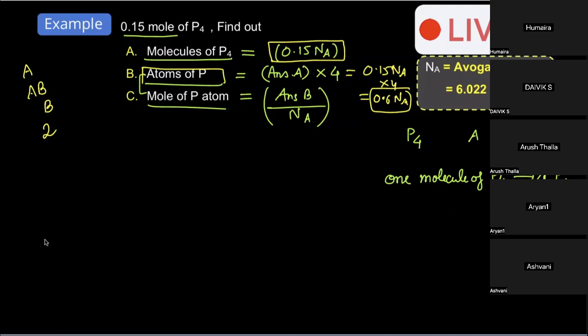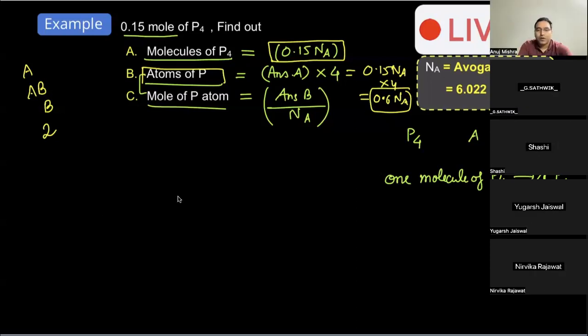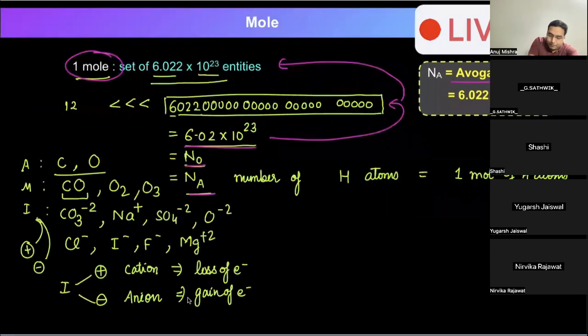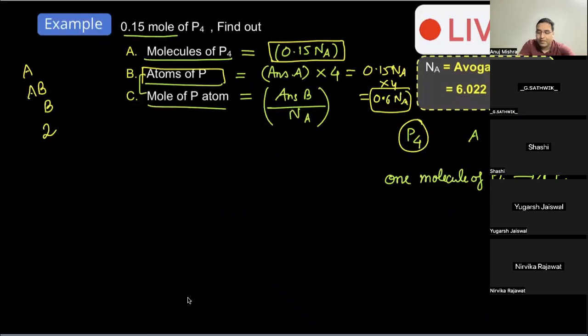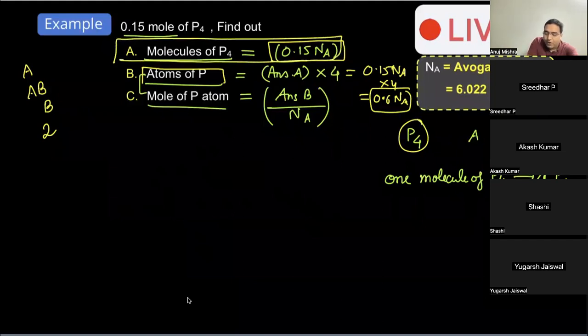Hello, sir. Yes, Sridhar. Sir, I didn't understand the last one. Okay, the last line basically, right? Yes, sir. So if I say you have one CO unit, how many atoms of C and O are there? One, correct? If P4 is given, how many P's are there in that? 4. So if you know A is the number of molecules of P4, how many atoms of P will be there?